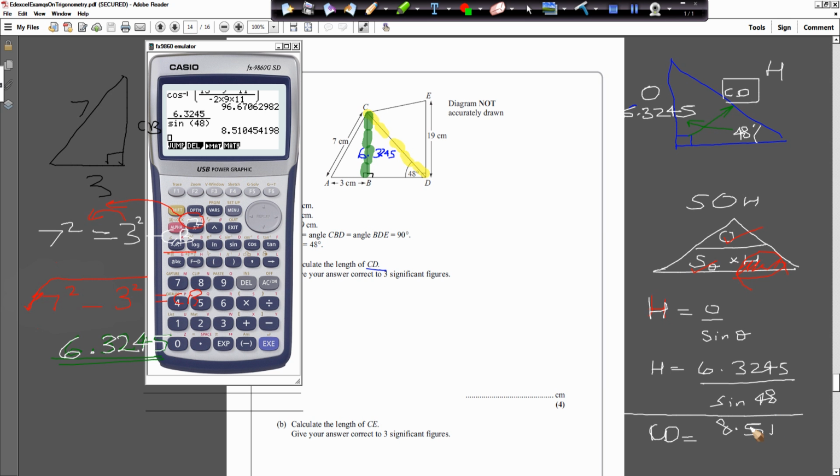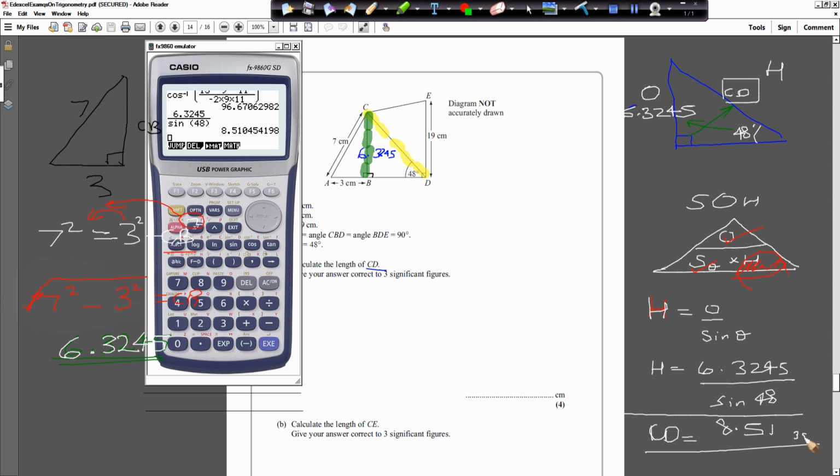8.51. Now they want us to give three significant figures. So 8.51, first, second, third. The next digit is 0, which is less than 5, so you leave it alone. So the final answer is 8.51 to three significant figures.